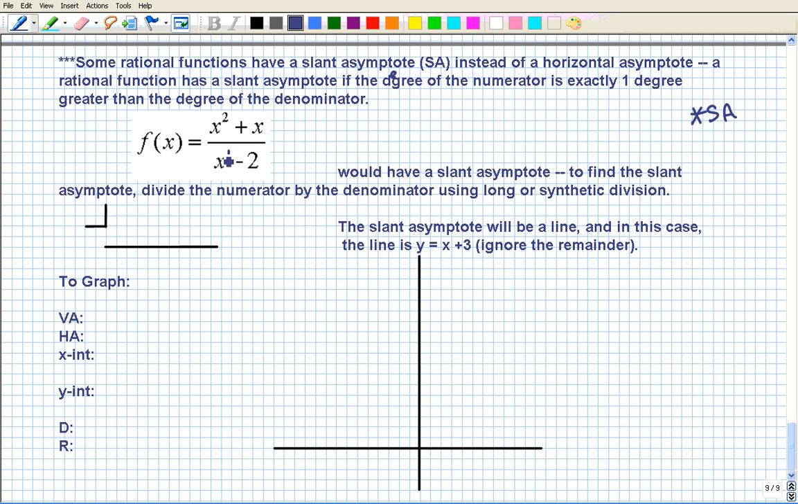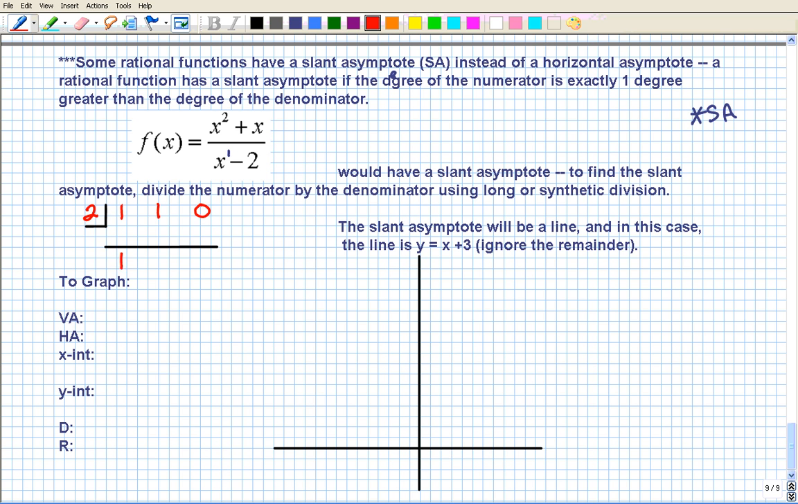So to find it, we're going to use synthetic division. You could use long division. Synthetic takes up less space. So that's what I'm going to use here. So remember this, minus 2, take the opposite sign here. So for the a value, that's 2. And then for the numerator, we want to put that into standard form and look at its coefficients. So this is 1x squared plus a positive 1x plus 0. There's nothing else on the end there.